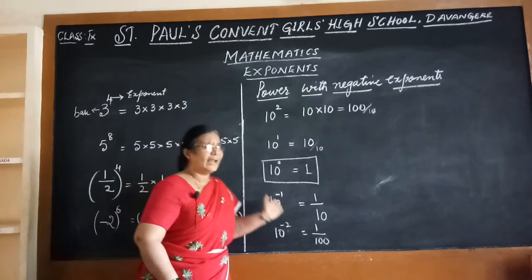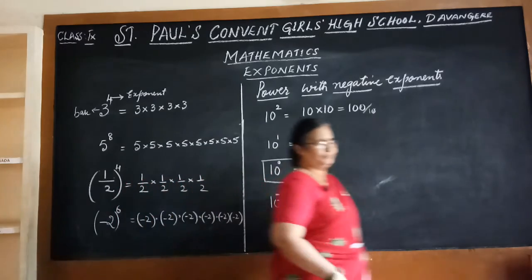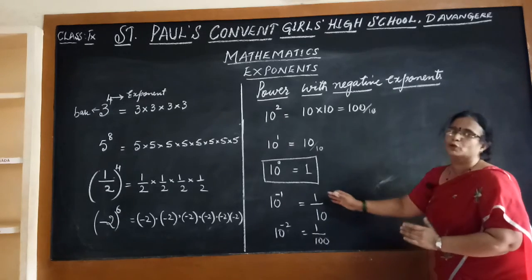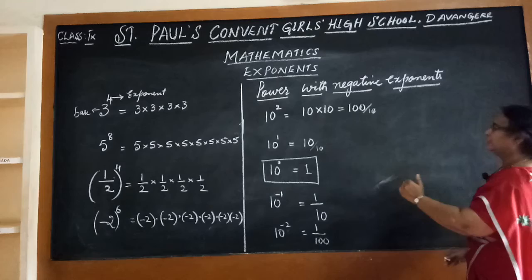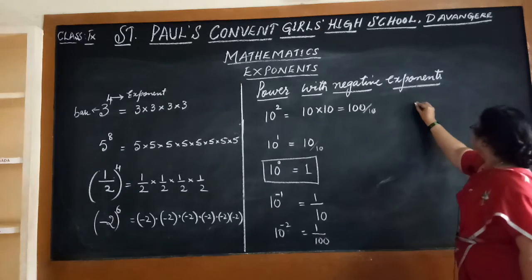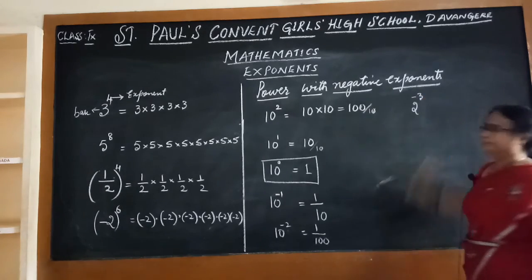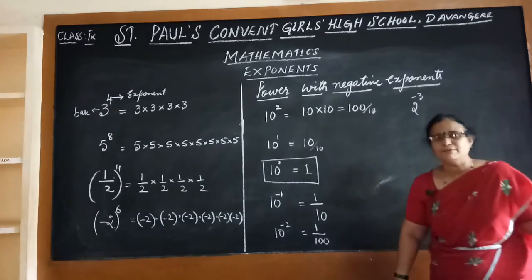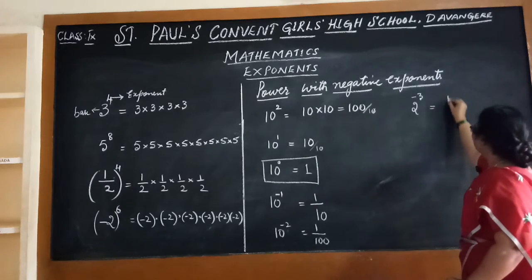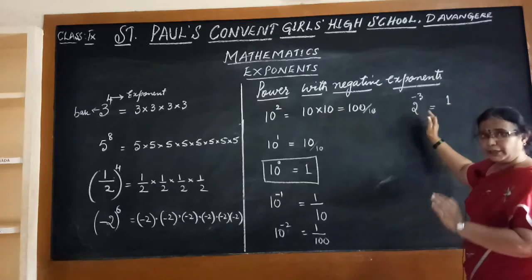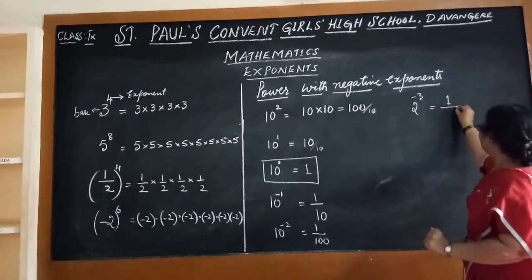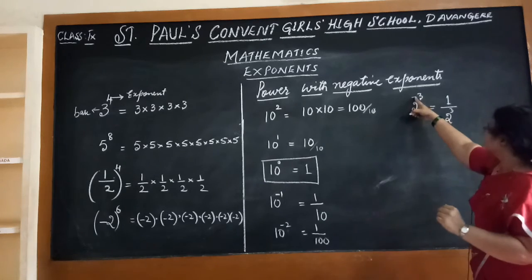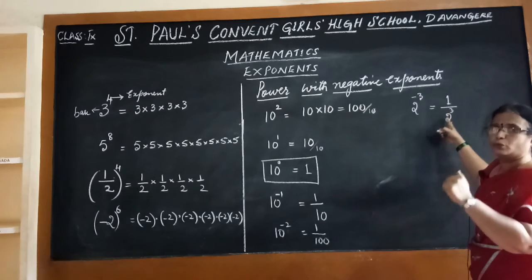If you have to rewrite the negative as positive index, you just change its place from numerator to denominator or denominator to numerator. How? 2 to the power of minus 3. It's a negative index. I should rewrite it as positive index. How to do it? 1 is in the numerator. Bring it down to the denominator. 1 by 2 to the power of plus 3. Minus 3 changes to plus 3, 2 cube.